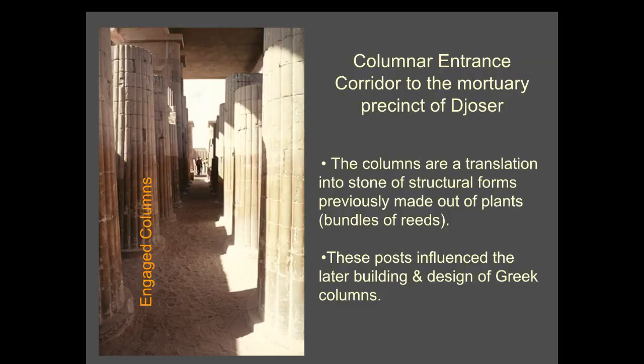Okay, we're going to talk about engaged columns here. This is definitely a vocabulary word. Engaged columns are columns that are a translation into stone of structural forms previously made out of plants. That's not what this is, but if you look at this, it looks like papyrus. This area was rich in papyrus, and it looks like indentions where they've stoned over papyrus. These posts very much influenced the Greek columns later.